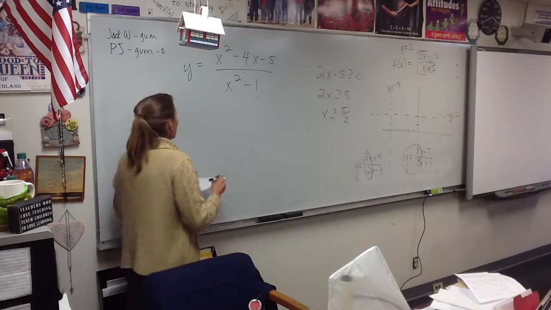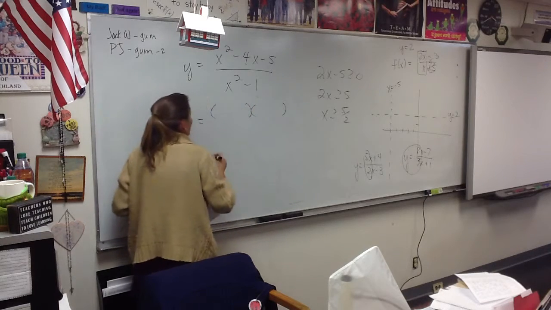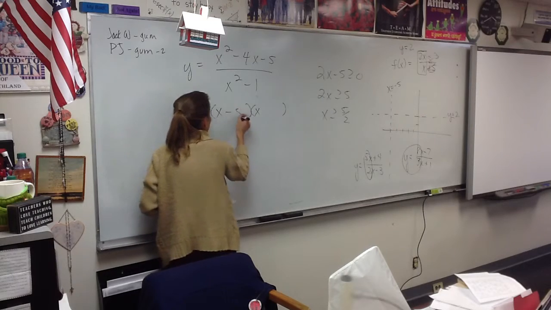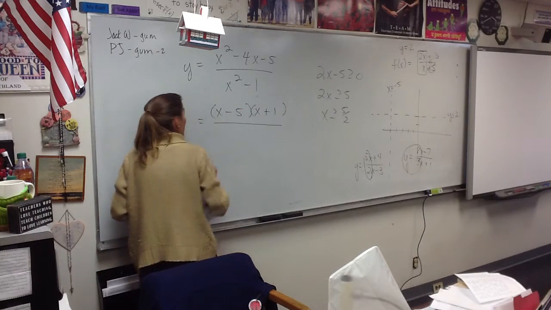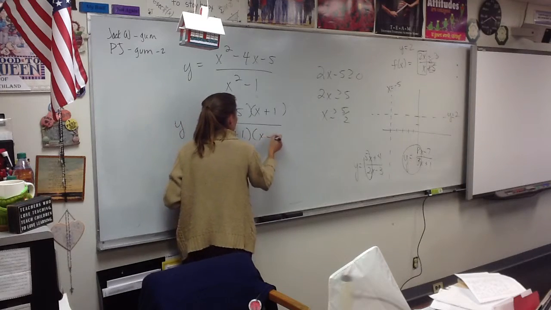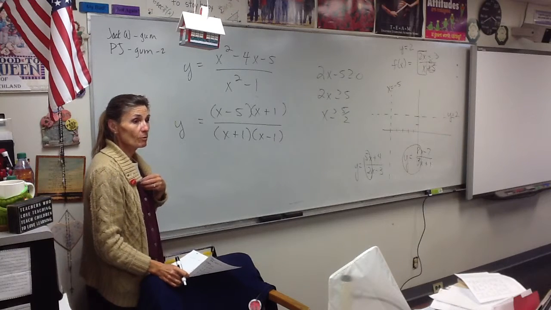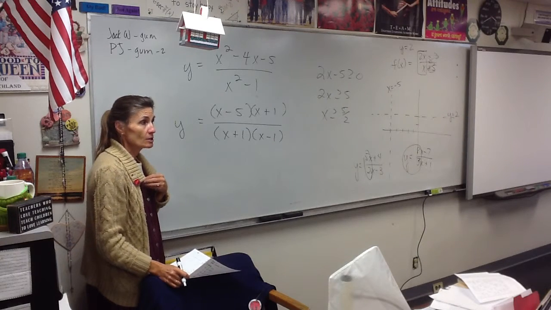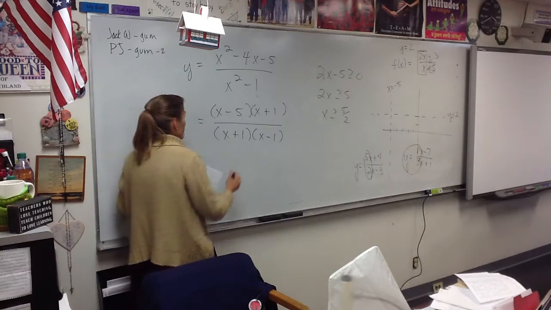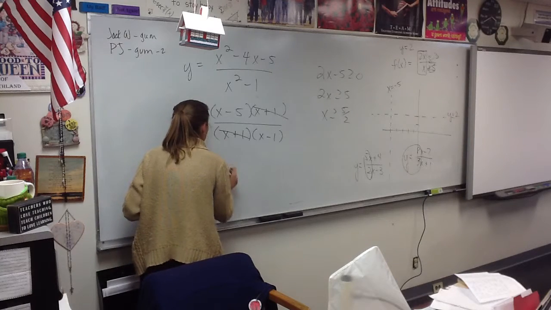How does the top factor? 5 and 1, plus 5 or minus 5? Minus 5 plus 1, good. How does the bottom factor? Plus 1 minus 1? Now your little heart should be going pitter-patter, because what do you notice? You can cancel. Oh boy. That's big.